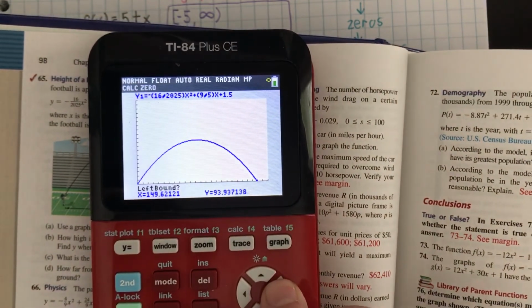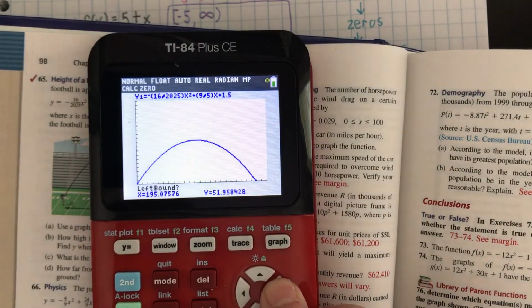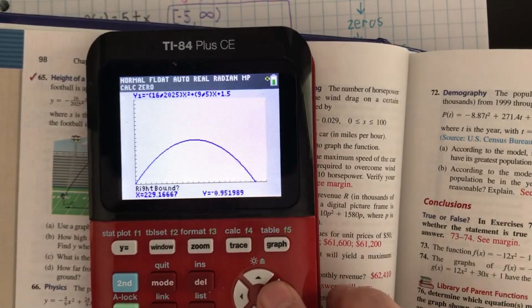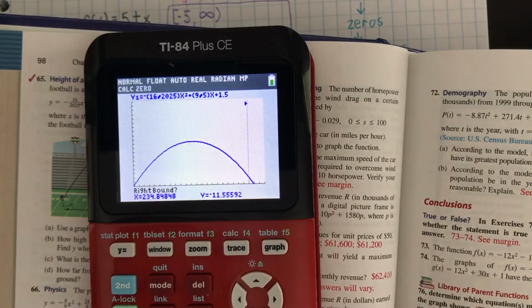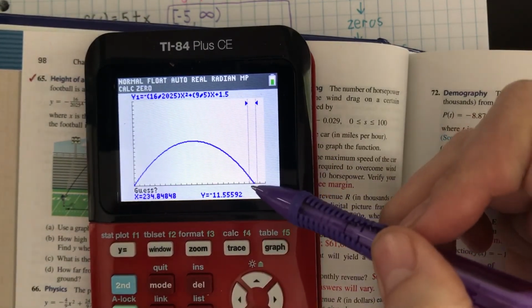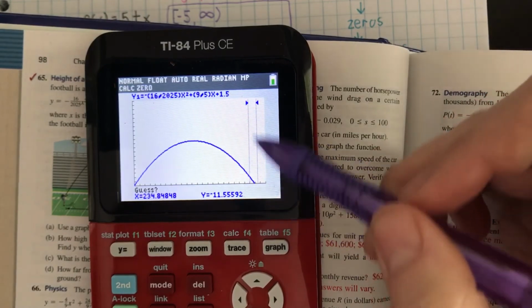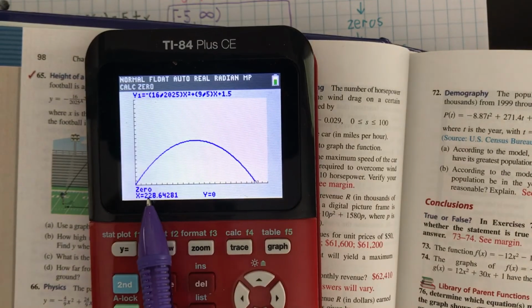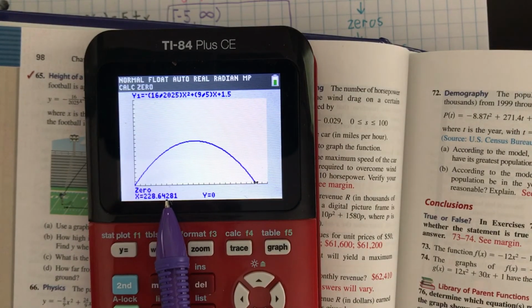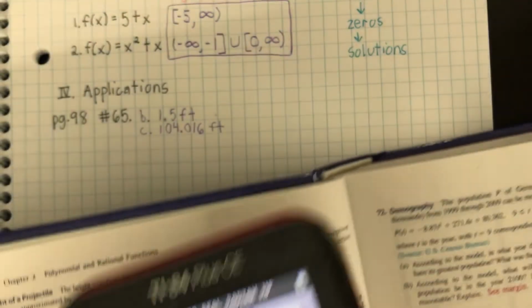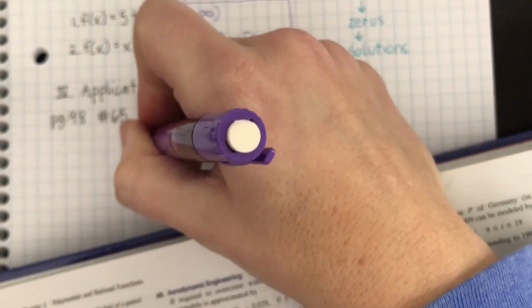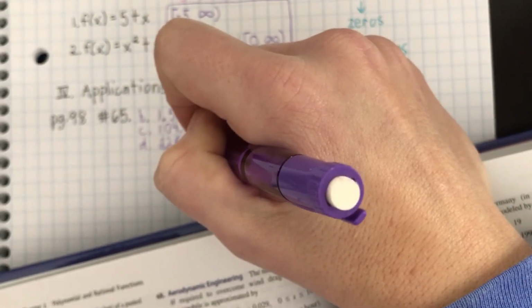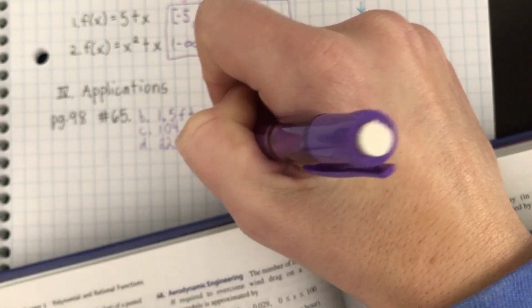Left bound, take a little while. So I'm going to do about here, and it's going to go off the graph where I can't see it. I've punched a couple of times to the right, so I'm going to hit enter. Notice my 0, or my x-intercept, falls between my vertical lines, and I'll hit enter. And so about 228.643 feet. So part D, 228.643 feet.